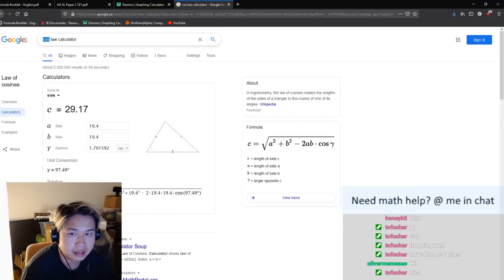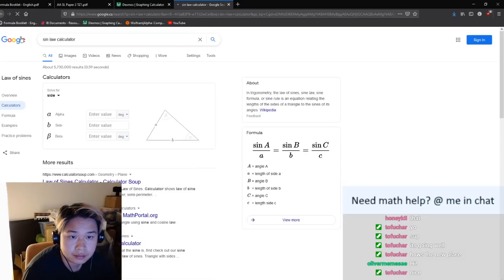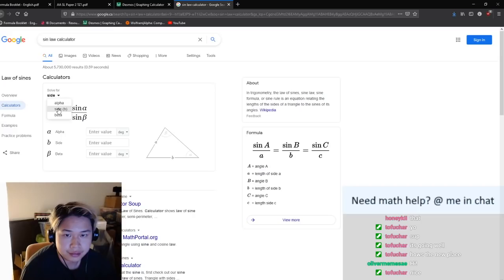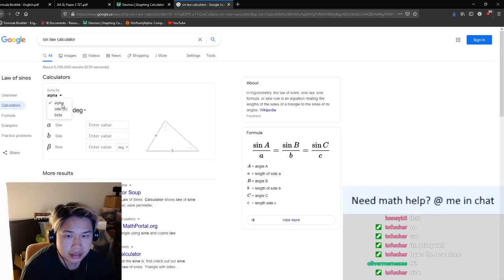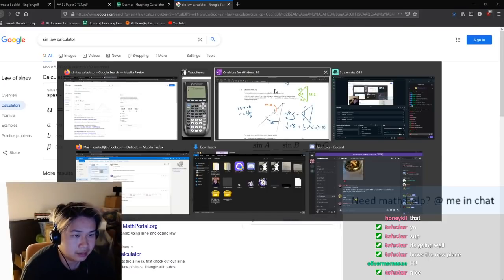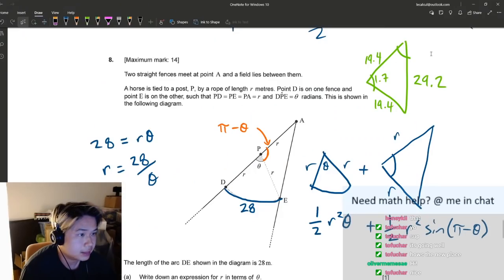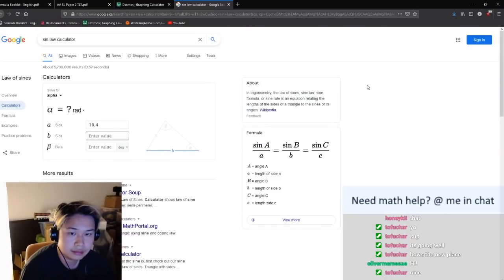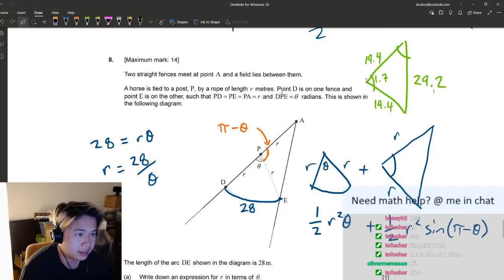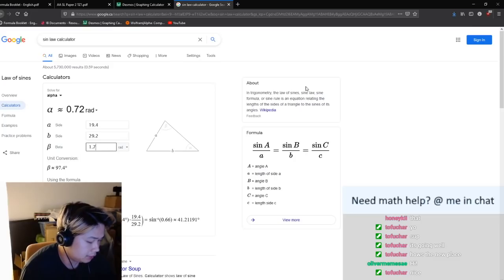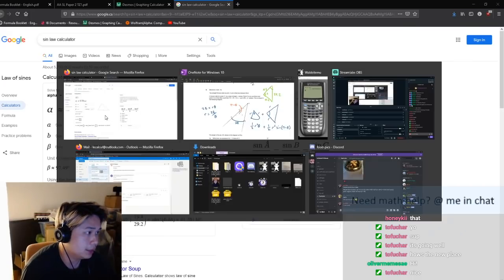Let's see if Google has a sine law calculator. Okay, I want to solve for an angle in radians. So the opposite side of my triangle is 19.4. This side I just found out was 29.2. And then beta is the other angle, which is 1.701592. So that angle is 0.72 radians apparently.